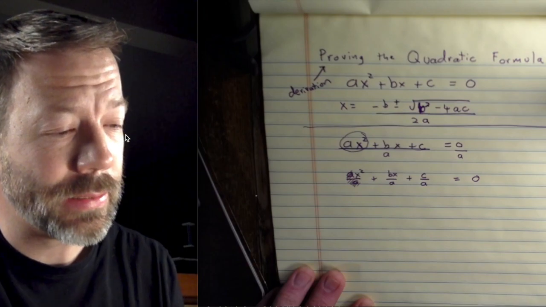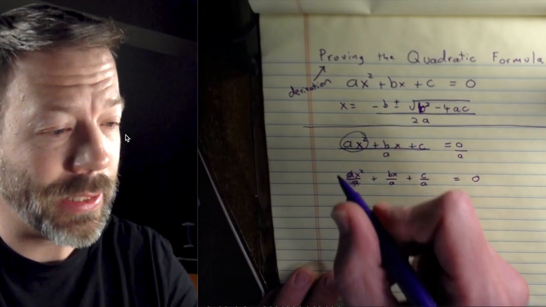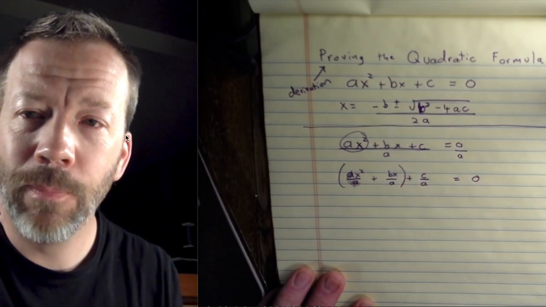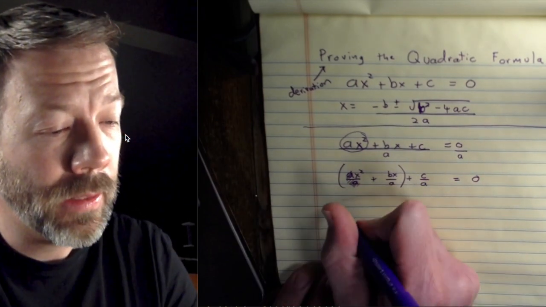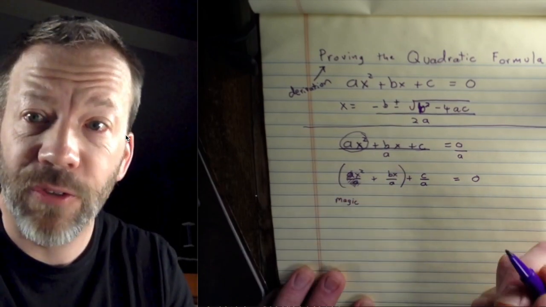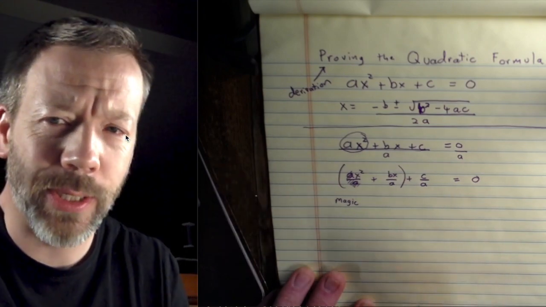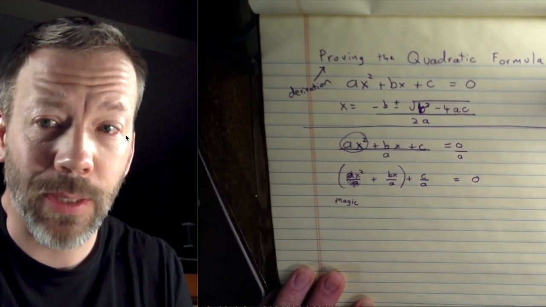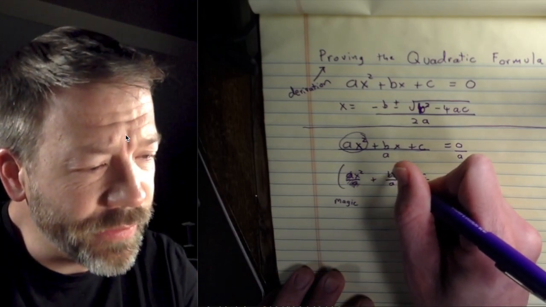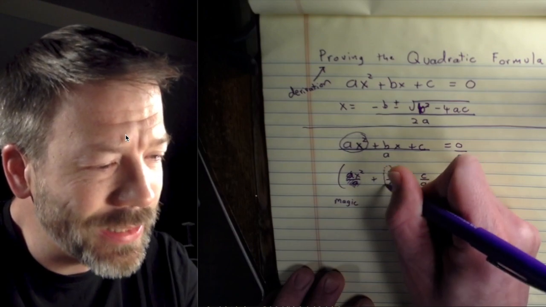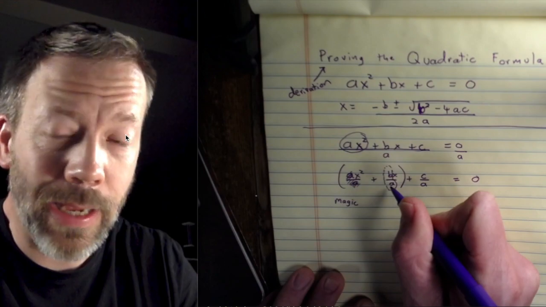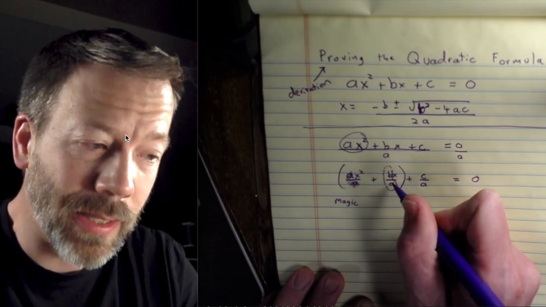Now that I have it written like this, now I can start to group the x's together, just like we normally do, and find the magic number. Normally when you find a magic number, I tell people to take the coefficient of the x, cut it in half, and square it. That's quite a bit more complicated in this problem. The coefficient of the x is going to be this stuff right here, the b over the a. That's the coefficient on the x.